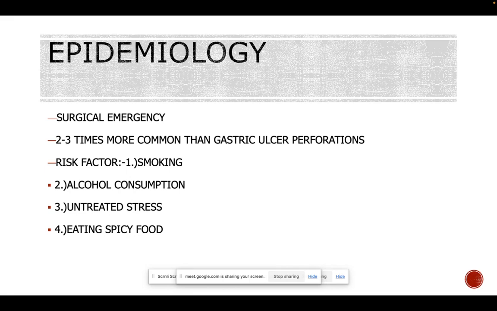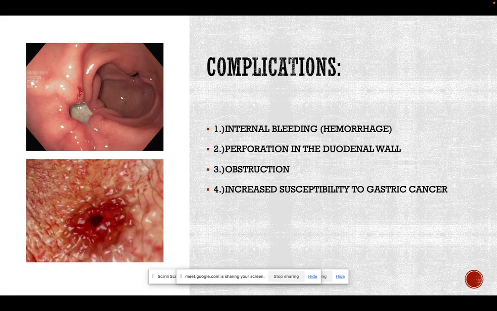So now the risk factors. These factors do not only cause the ulcer, but they can also make the ulcer worse or more difficult to cure. The risk factors are smoking, alcohol consumption, untreated stress, and eating a lot of spicy food. Now the complications which might arise if the disease is left untreated are internal bleeding, hemorrhage, perforations in the duodenal wall, obstruction, and increased susceptibility to gastric cancer. Thank you. Now I'd like to call Prathamesh to tell us about the pathophysiology.